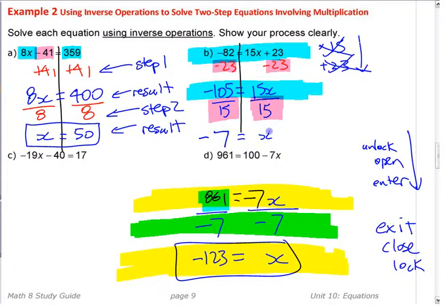Negative 7? Because you're dividing, right? Don't forget you're dividing. Divide by 15? I think it's -7, isn't it? That's your answer there, you can put.